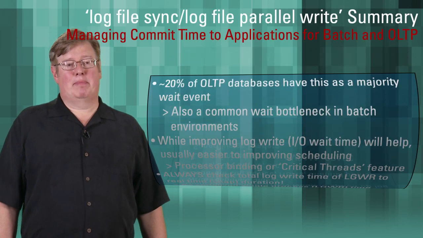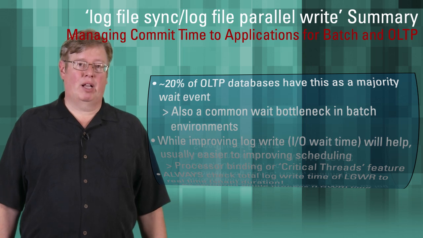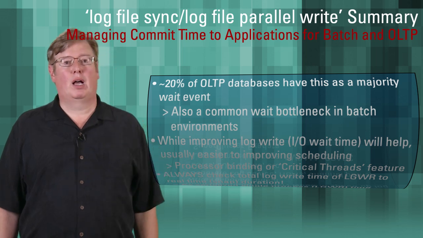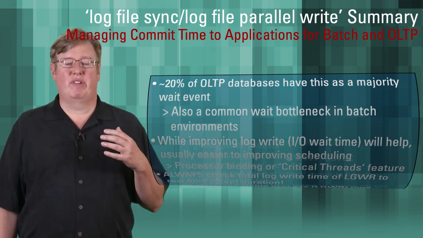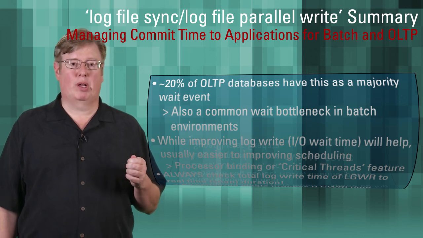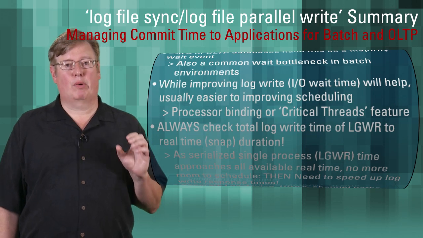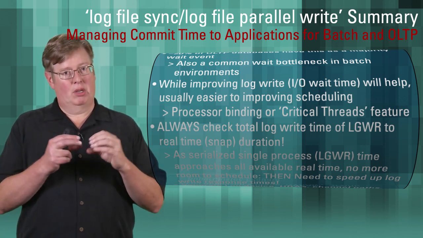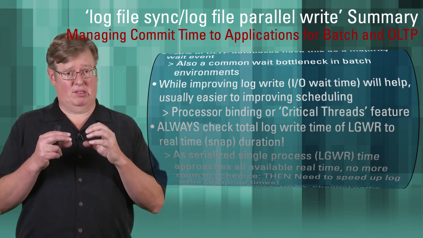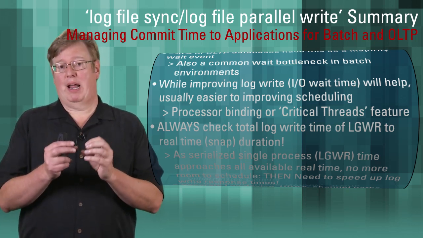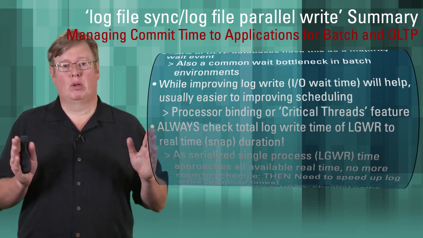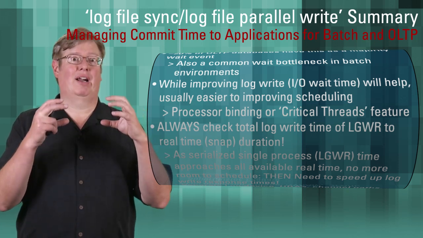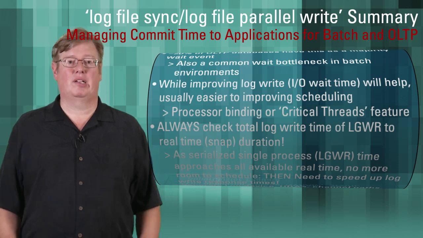So what can I say about log file sync and log file parallel write? About 20% of your OLTP databases will have this as a problem. This is very, very common in batch environments too. I've seen this quite a bit. So improving the log write time will help, because that means you're spending less time in that background process doing the write, because it's serial. It's a serial process. So if I'm doing a write, there's nothing else. All I can do is queue up more work. So making that shorter will help, but making sure that that process can run whenever it can to get those writes out is very important too.